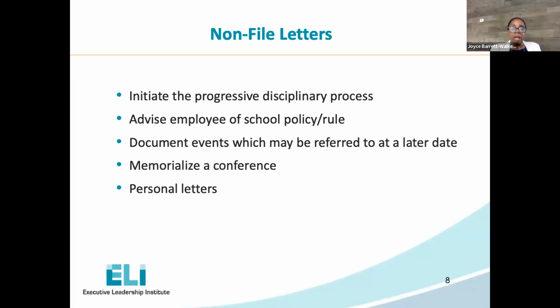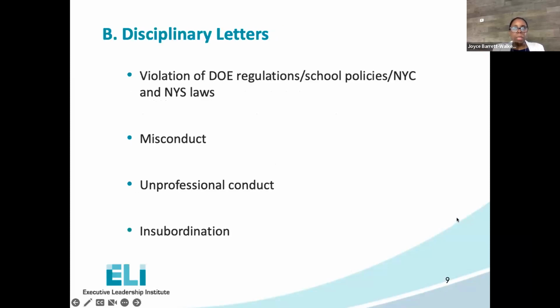You're memorializing a conference and personal letters. And these days we use a lot of emails. So sometimes you email a staff member about your concerns. All this is part of the progressive discipline. Disciplinary letters cover violation of DOE regulations, school policies, New York City and New York State laws. Those are disciplinary letters. Disciplinary letters of misconduct, unprofessional behavior, conduct, or insubordination, all of those letters are for file. And there are samples of all of those letters in the Office of Labor Relations FAQs.